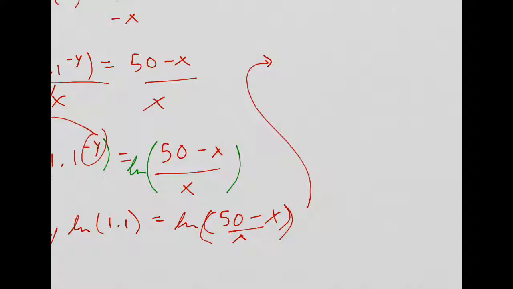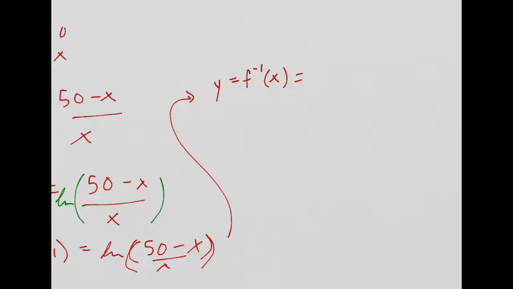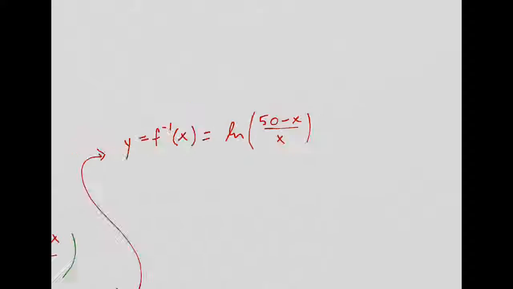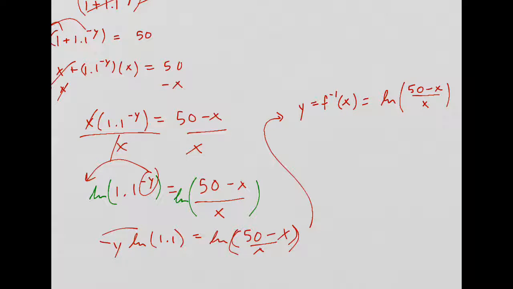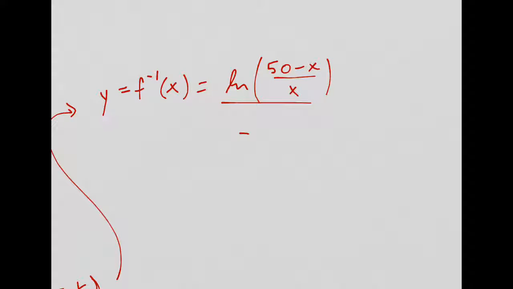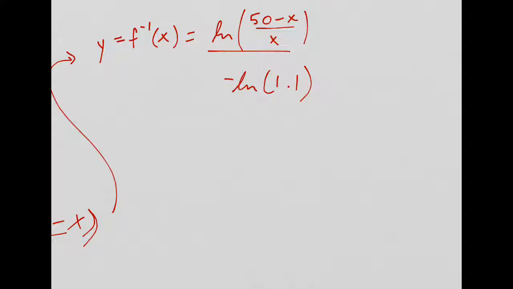So really I have y, which is the same thing as f inverse, supposedly. And that equals the natural log of 50 minus x divided by x, all divided by negative ln of 1.1, so negative ln 1.1. So you got to be careful with that negative there. So this supposedly is our inverse.